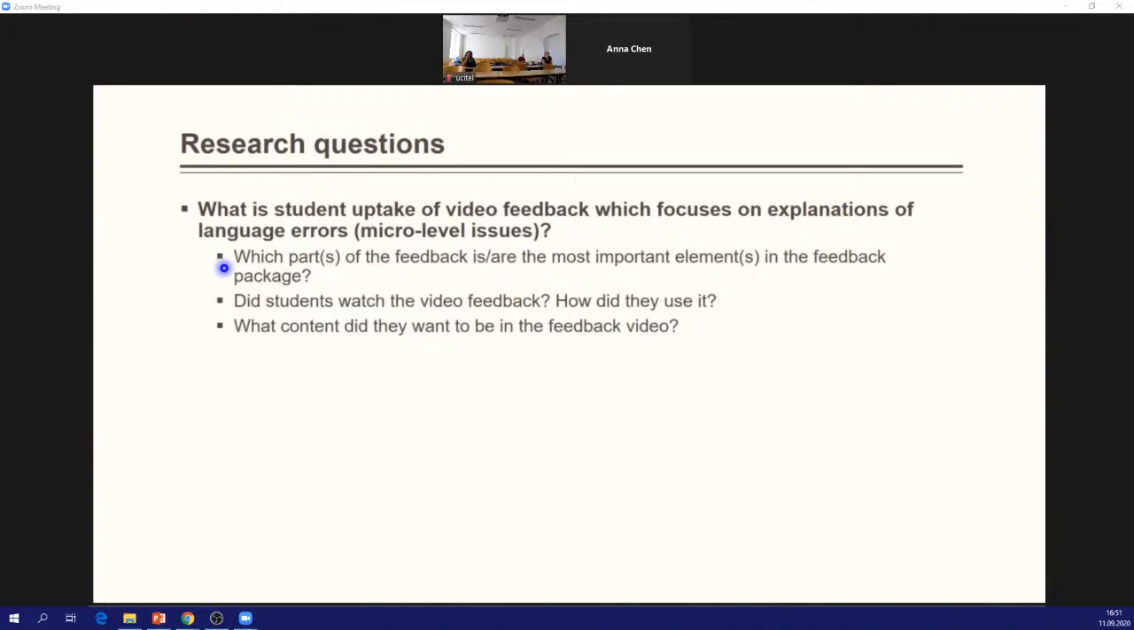And I want to know which part or parts of the video feedback is or are the most important element in the feedback package I give to students. I want to know, did students watch the video feedback? If they did, then how did they use it? And what content did they want to be in the feedback video if language explanation was not what they needed?